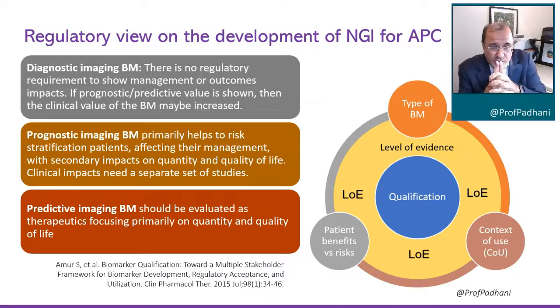So it's interesting how the regulator looks at this whole process, because what they say is that there is no regulatory requirement to show management or outcomes changes for a diagnostic biomarker. And if these diagnostic biomarkers have prognostic or predictive value, then they say that the clinical value of these biomarkers will be increased. But if you want to show that something is prognostic and therefore helps management, then you need to do a different set of experiments to show that.